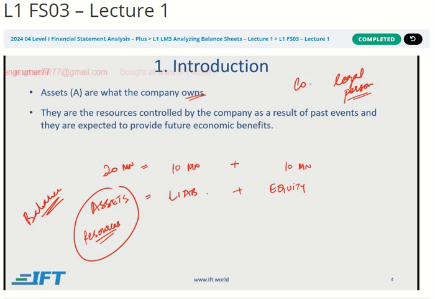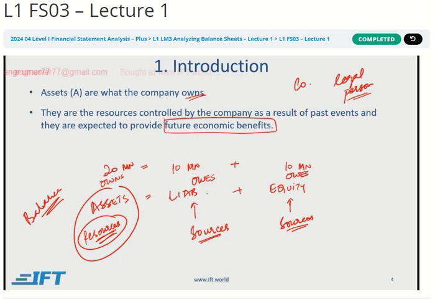Now, where does the company get money from? The shareholders or bank loans, right? These are the sources of capital for the company, and what the company does with that capital is it invests it in its resources. So assets are what the company owns, and liability and equity is what the company owes to others, to the providers of its capital, to the sources of its capital.